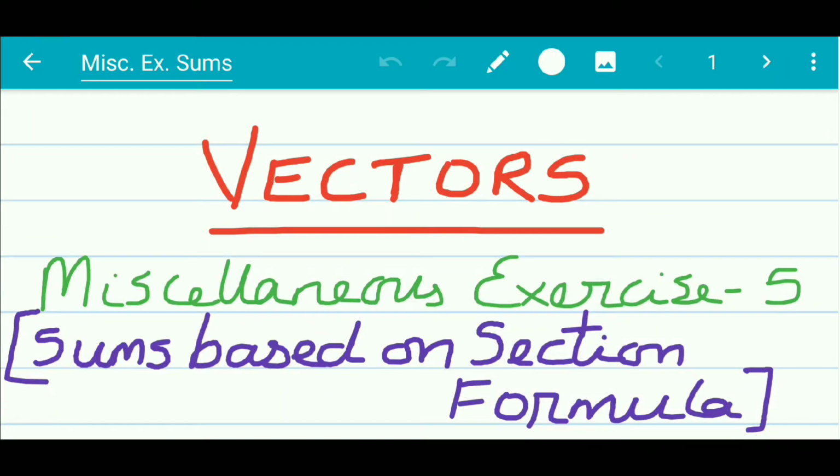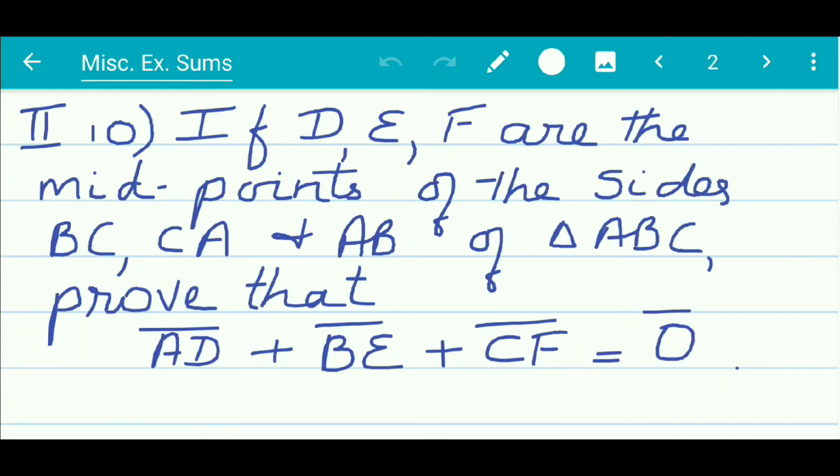Hello students, in this lecture on vectors, we are going to cover those sums of miscellaneous exercise 5 which are based on section formula and which I feel have a chance of coming in the board exam. We begin with question number 2, that is sum number 10.